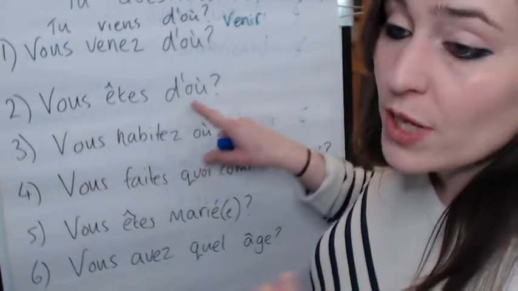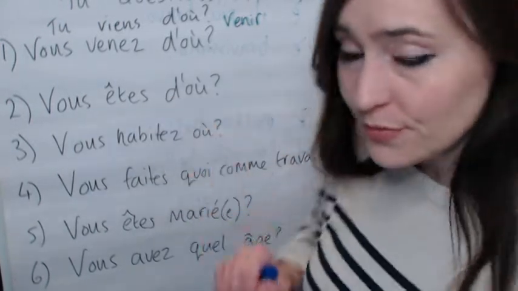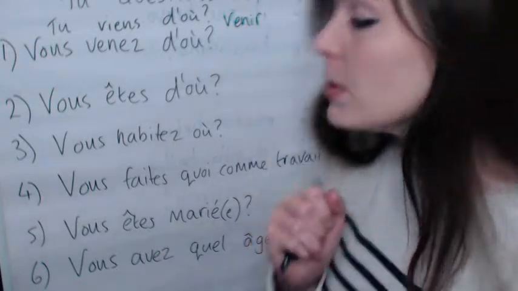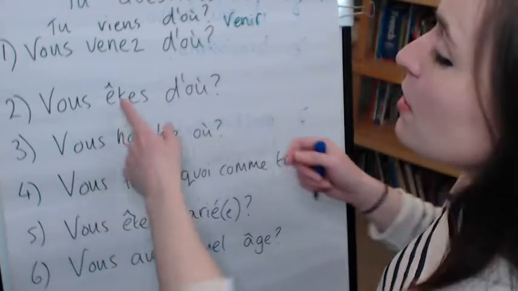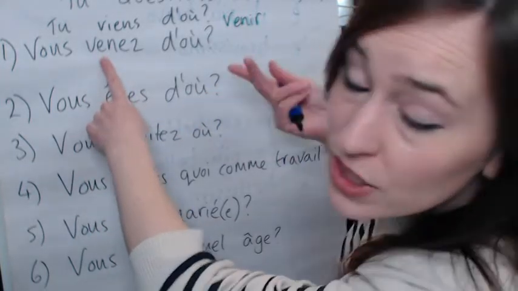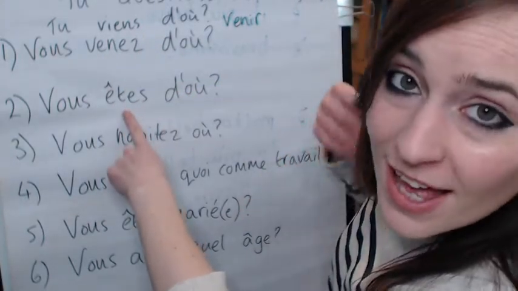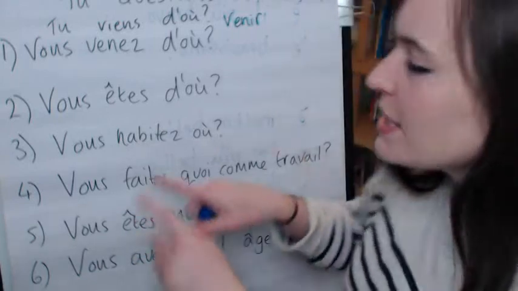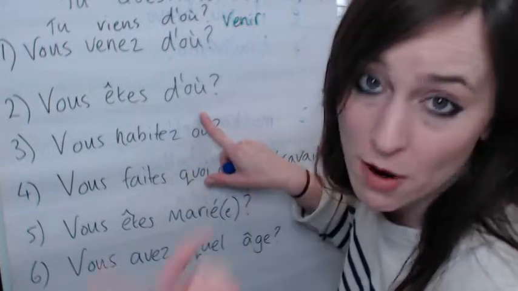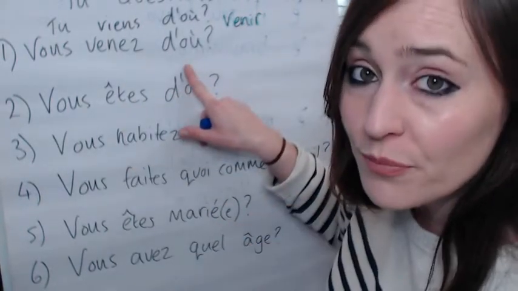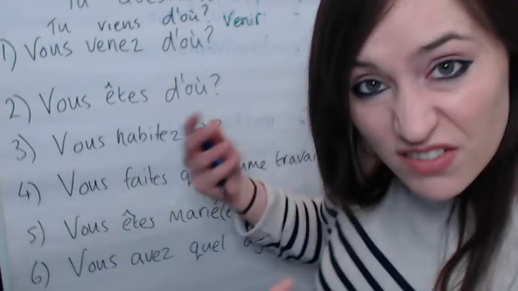Okay, here we have a similar question. Vous êtes d'où? So this d'où means from where. Okay, so what's the difference here with these two questions? They kind of mean the same thing, but here we have the verb venir, to come from, and here we have the verb être, to be. So this here means where are you from? And you would answer I am from wherever. And this one here is I come from. Okay, so it means the same thing. It's all about provenance, if you like.